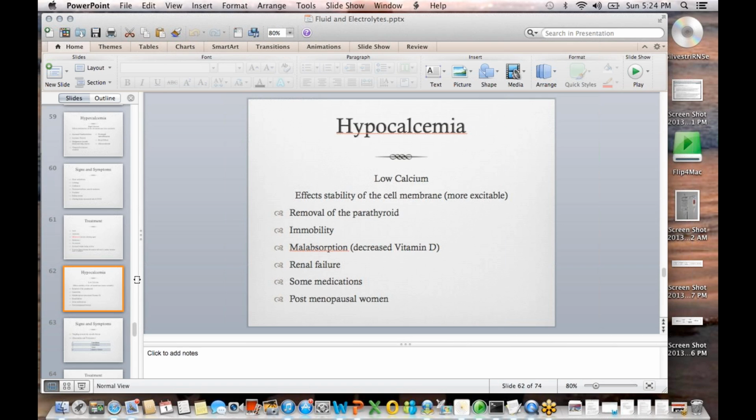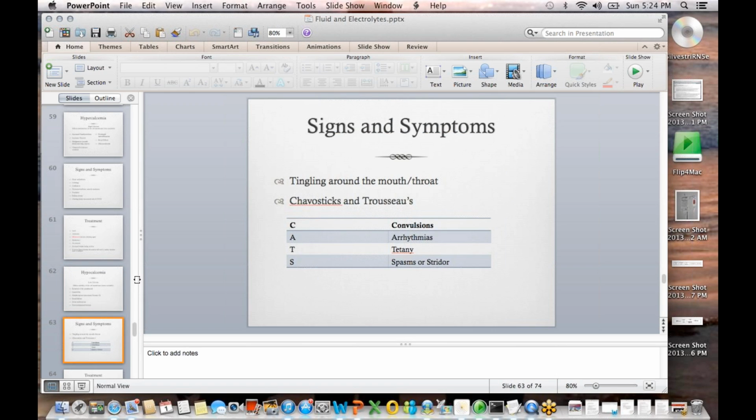Low calcium, you're going to see in patients with immobility, renal failure. Some medications can cause hypocalcemia, and it occurs in postmenopausal women. Removal of the parathyroid also, because of the way it's regulated. So it kind of makes sense, I think. This is important with calcium.